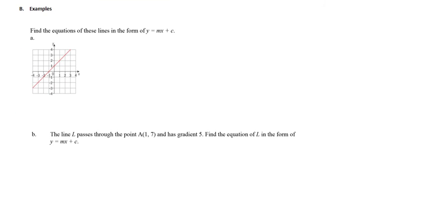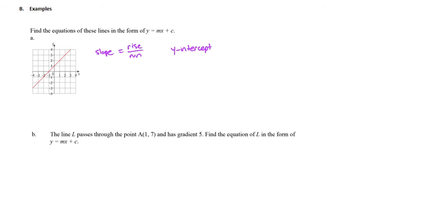So in the first example, we're given a graph and we're asked to find the equation. So this is actually not so bad because we only need two pieces of information. The slope, which is your rise over your run, and the y-intercept. So we'll look at the slope first.